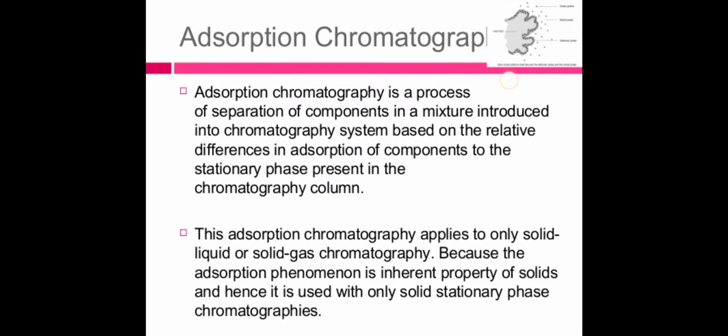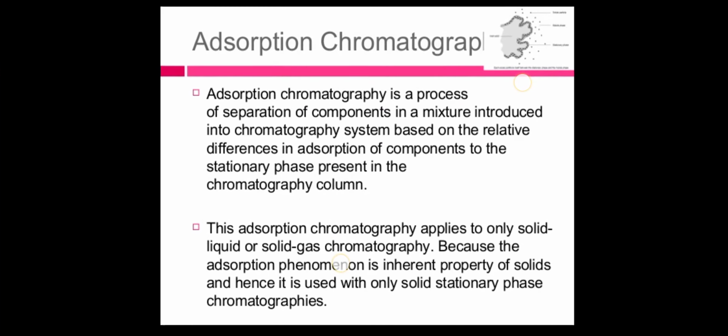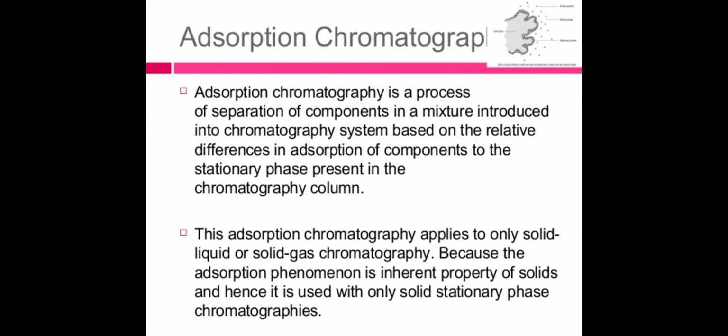So adsorption chromatography is a process of separation of components in a mixture introduced into chromatography system based on the relative differences in adsorption of components to the stationary phase present in the chromatography column. As we know that in column chromatography there is a stationary phase. In the first ever experiment, the stationary phase was calcium carbonate and the mobile phase was distilled water and the sample was the leaf extract.